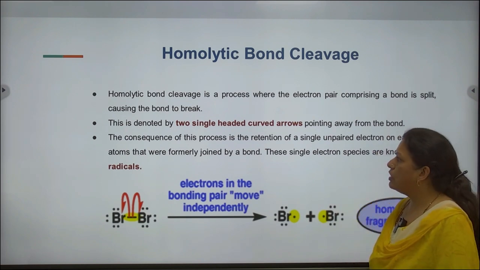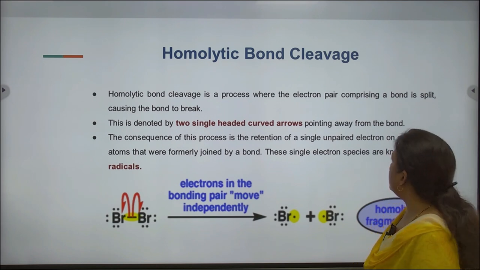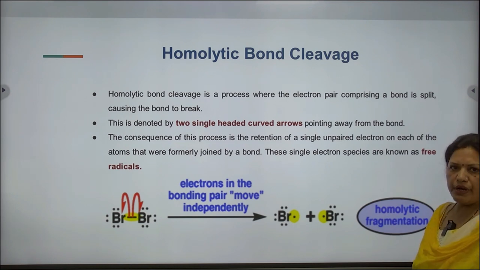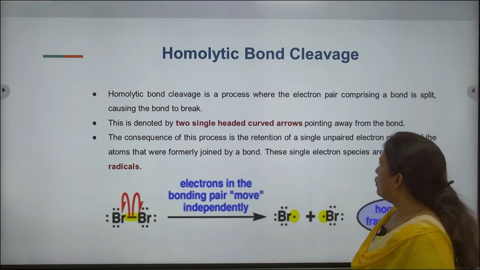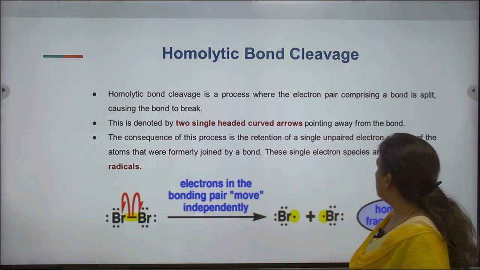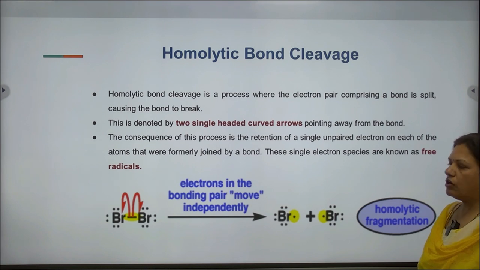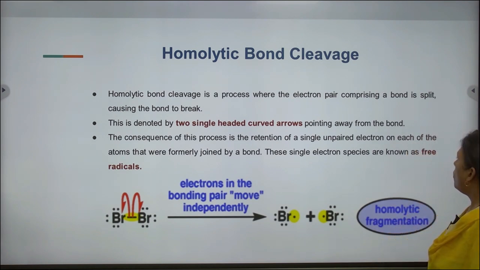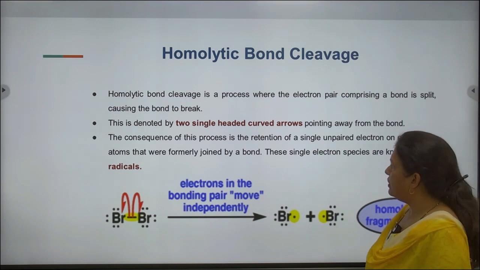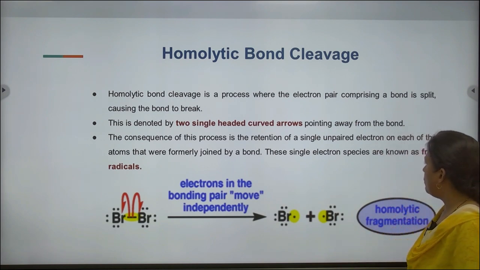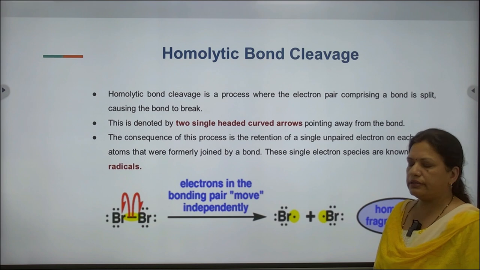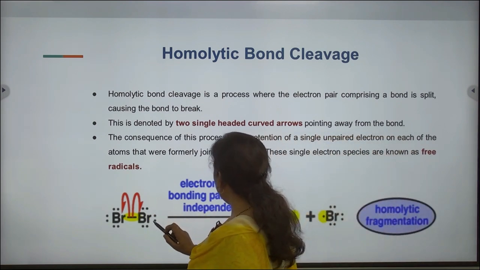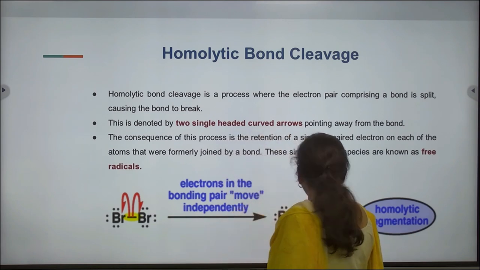Homolytic bond cleavage. Homolytic bond cleavage is a process where the electron pair comprising a bond is split, causing the bond to break, and this is denoted by two single-headed curved arrows pointing away from the bond. The consequence of this process is the retention of a single unpaired electron on each of the atoms that were formerly joined by a bond. These single electron species are known as free radicals. And this reaction shows homolytic fragmentation, and in this reaction, electrons in the bonding pair move independently, forming bromine free radicals.